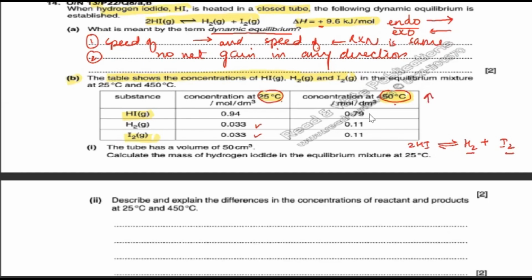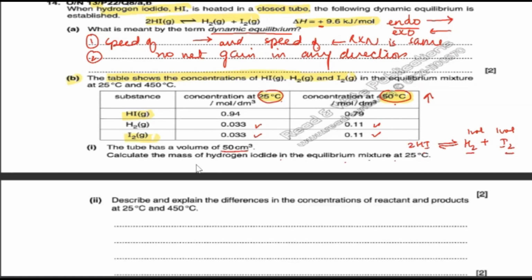I have 0.79 moles per dm cube concentration of hydrogen iodide and 0.11 moles per dm cube of both the products, because both have the same volume, so you're getting the same concentration of both. Now the tube has a volume of 50 cm cube. Calculate the mass of hydrogen iodide in the equilibrium mixture at 25 degrees Celsius.